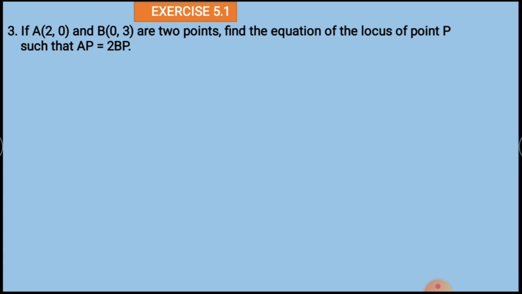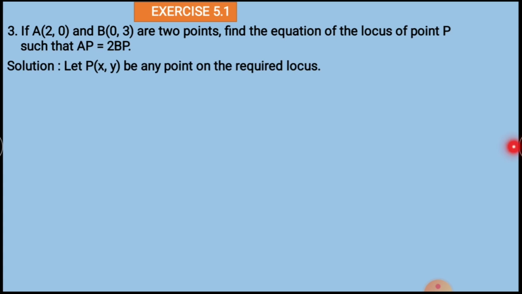So we consider the coordinates of point P first. So write in solution, let P of (x, y) be any point on the required locus. Here the condition is AP equals 2 times BP. So we square on both sides. So after squaring both sides we write the square of AP as AP square, the square of 2 times BP as square of 2 and square of BP. So write the square of 2 as 4, square of BP as BP square.